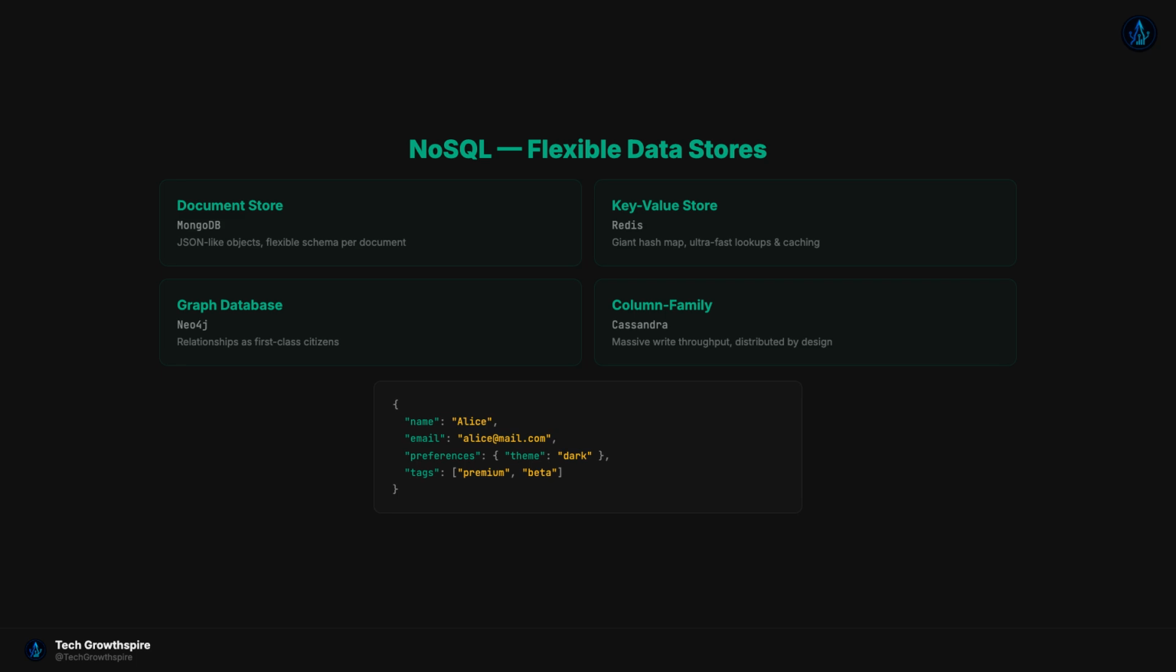No fixed schema. Key-value stores like Redis are basically giant hash maps. Incredibly fast for simple lookups. Perfect for caching. Graph databases like Neo4j store relationships as first-class citizens. Great for social networks, recommendation engines, fraud detection. Column family stores like Cassandra spread data across many machines. Designed for massive write throughput.